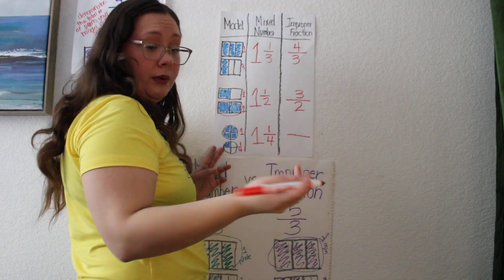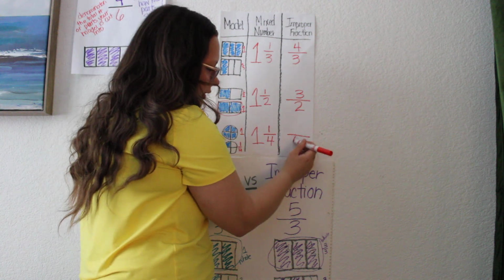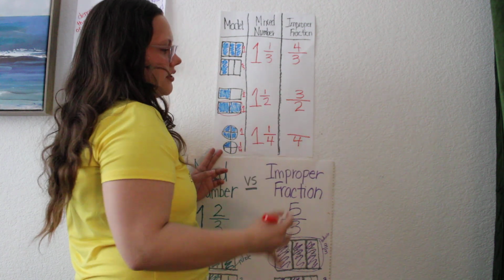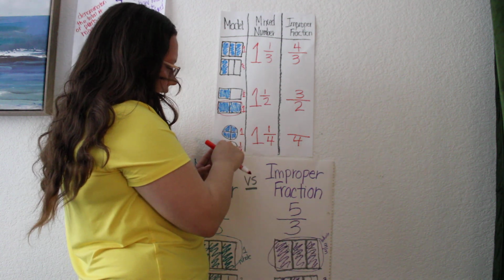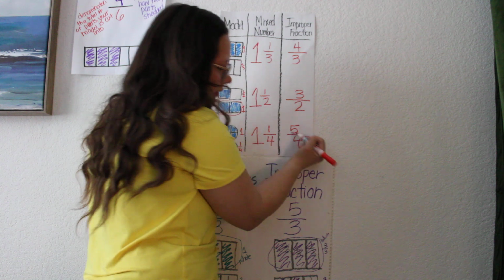Moving on over to the improper fractions. I already figured out what my denominator is, and it was a 4. Now I'm going to focus on how many pieces I have shaded in. 1, 2, 3, 4, and 5 total pieces shaded in. That's it.